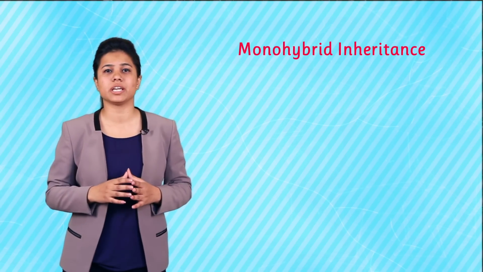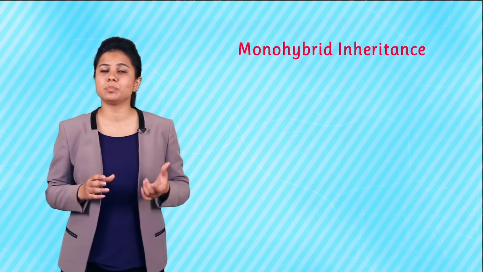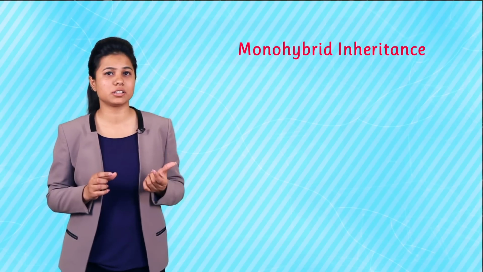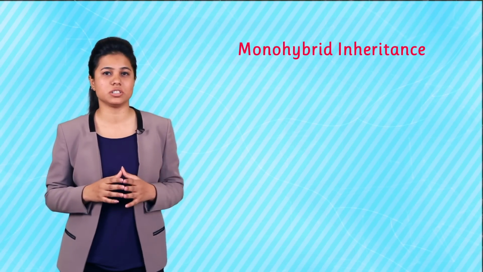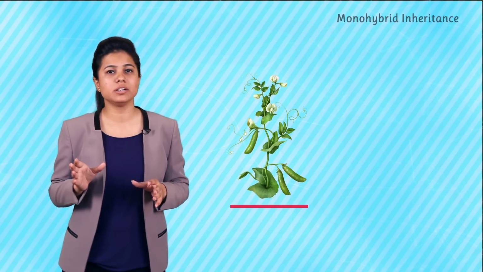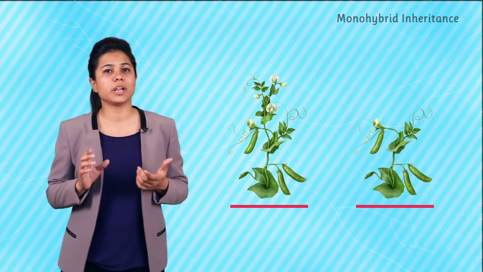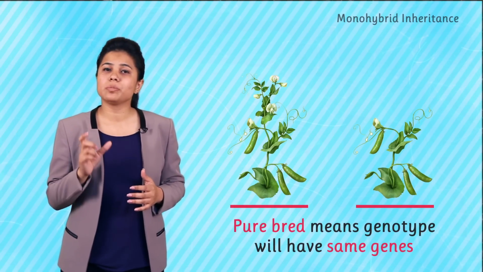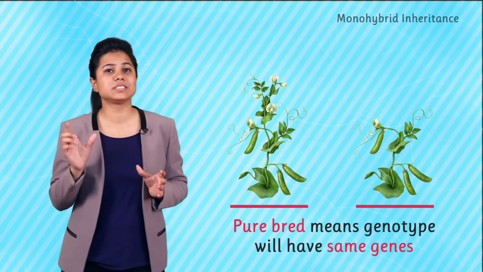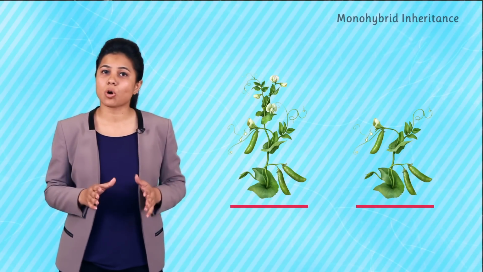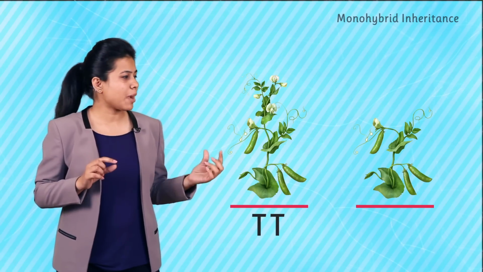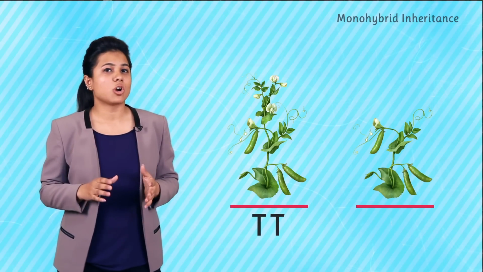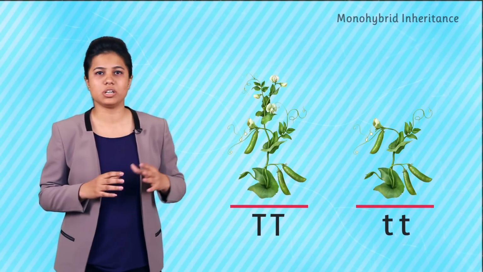For tracing the inheritance of a single pair of contrasting characteristics of a pea plant, like tall and short stem size, Mendel crossed two pea plants of these different characteristics and noted their occurrence in the succeeding generations. Mendel took two plants, one purebred tall plant and the other a purebred short plant. Here, purebred means that the genotype will have the same genes. That is, the tall plant will have both capital T, and not one capital T and one small t. The short plant will have both small t's.